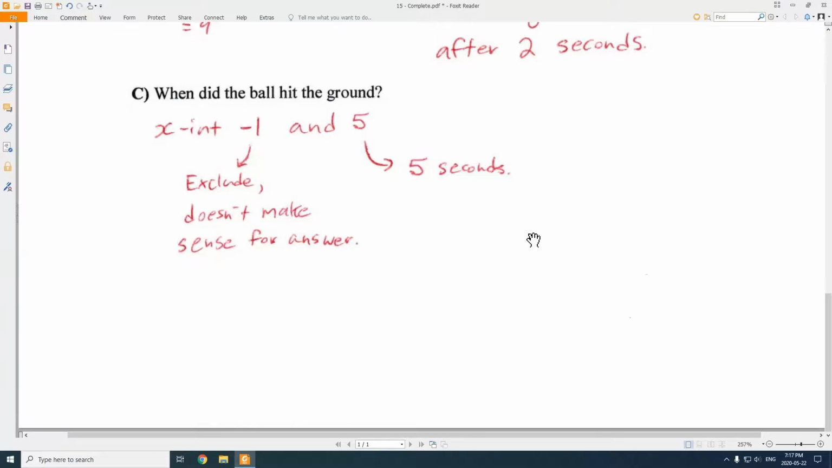Let's see, does this make sense? It started at a height of 5 meters. After 2 seconds, it got to a maximum height of 9 meters. And then it started coming back down, and after 5 seconds, it hit the ground. Seems to make sense.